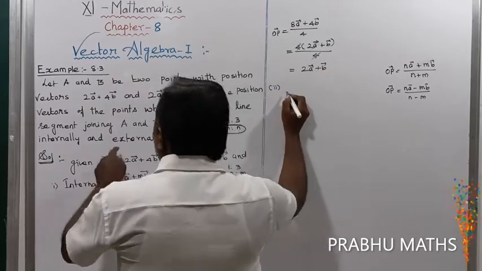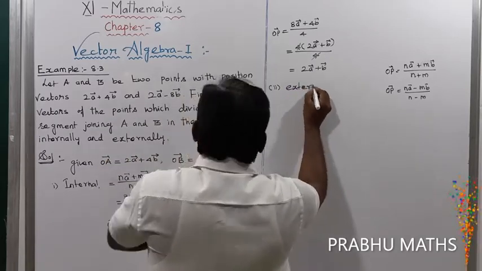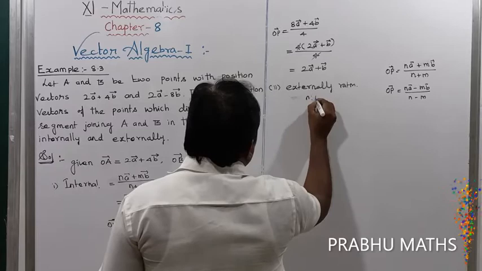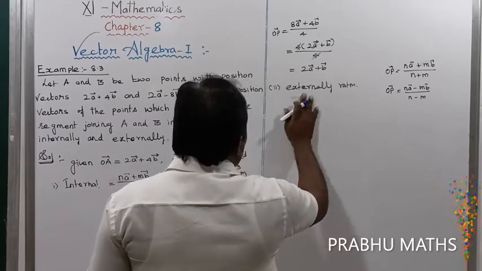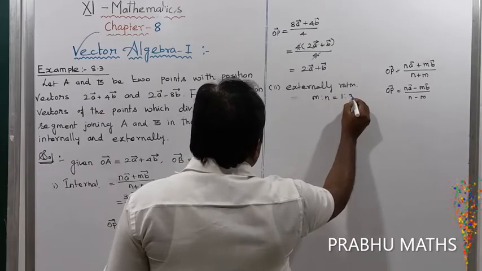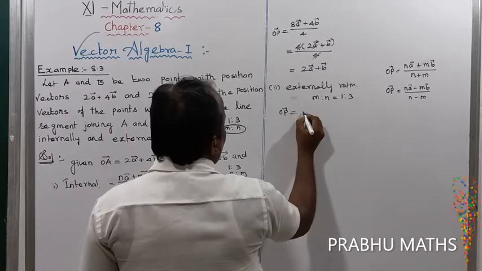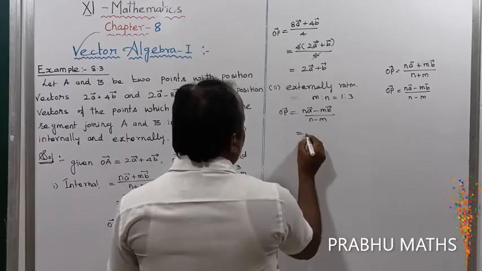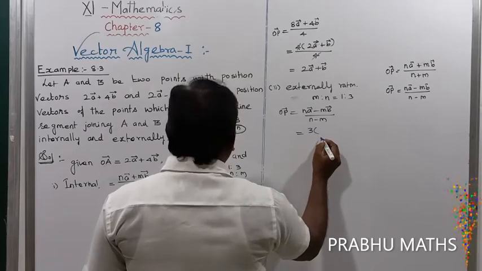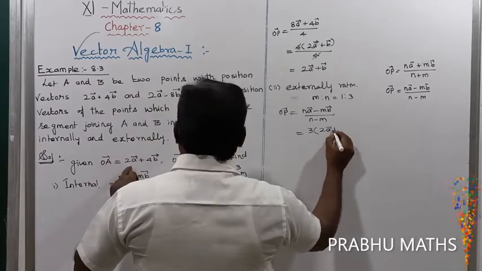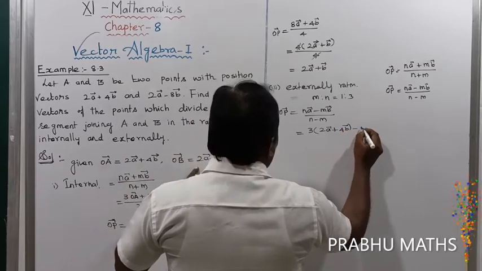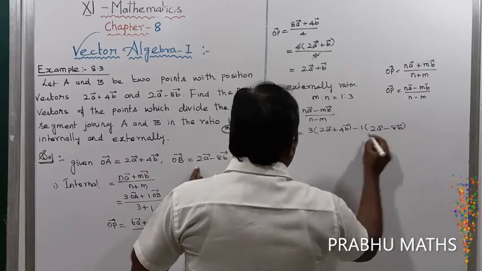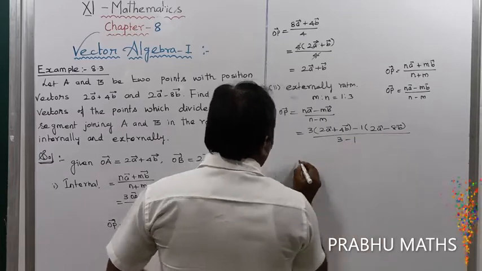Now the second subdivision is the external ratio. The ratio m:n is 1:3. The formula is OP vector equal to (n times A vector minus m times B vector) divided by (n minus m). Here n is 3, so 3 into the first value, 2a vector plus 4b vector. Next, minus m, where m is 1, 1 into 2a vector minus 8b vector, whole divided by 3 minus 1.